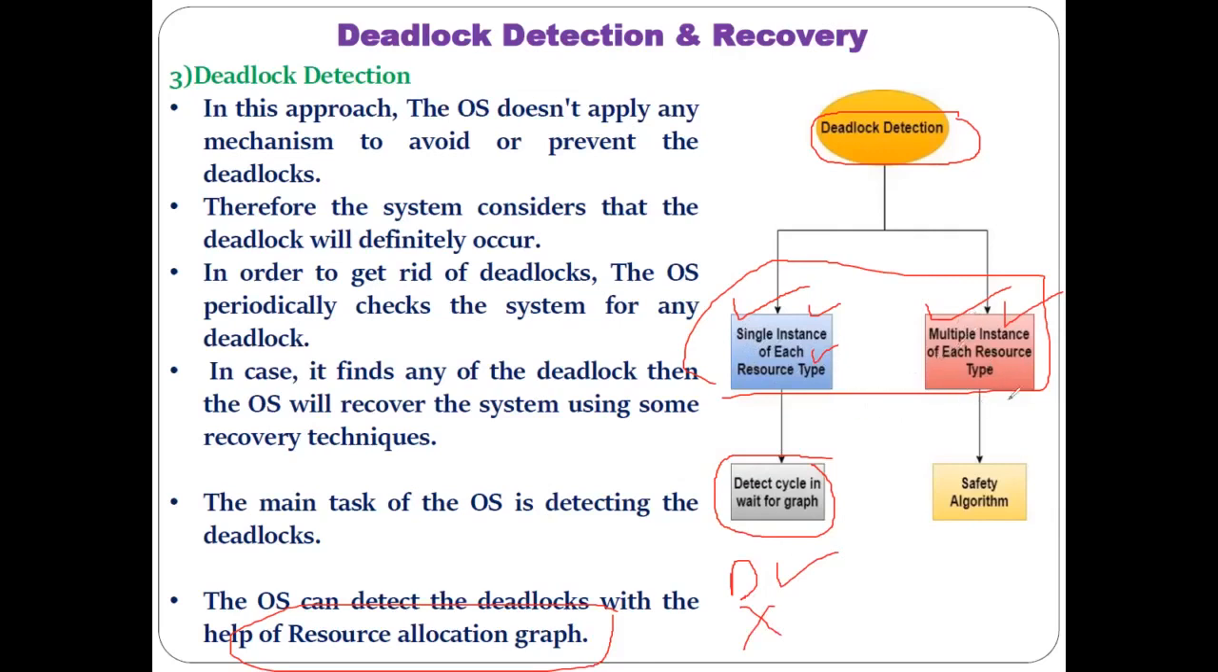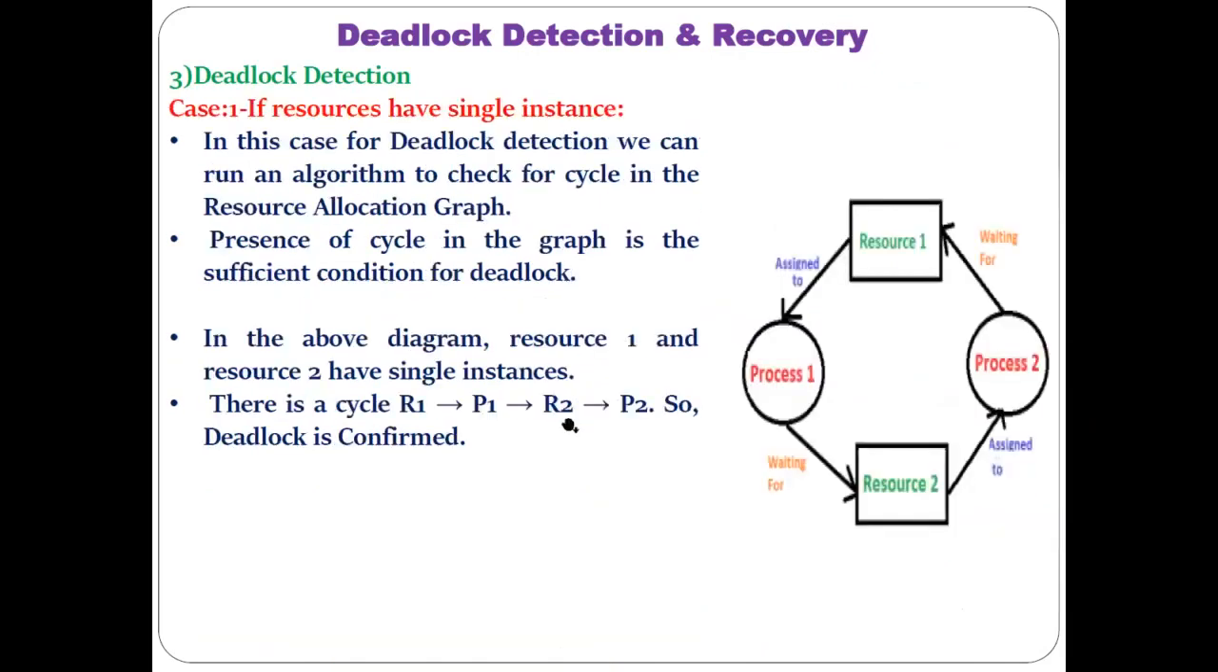In the second case, multiple instances of each resource type, the safety algorithm is applied, the safety algorithm related to the banker's algorithm. With the help of the safety algorithm, it is determined whether the system is in a safe state or an unsafe state. If according to the safety algorithm the system is in a safe state, then the deadlock is not there. But if the system is in an unsafe state, then definitely the deadlock is there. So this approach is applied for deadlock detection.